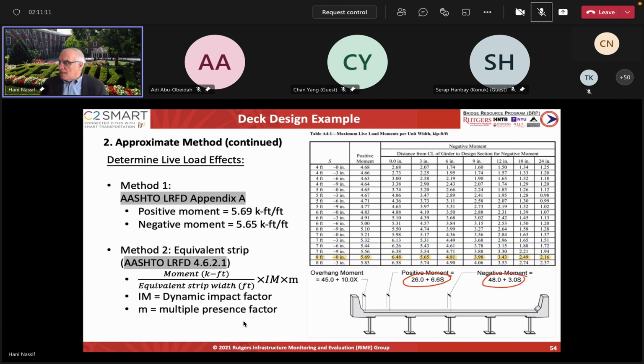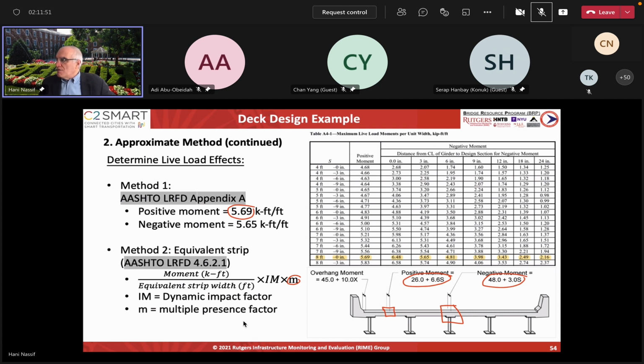Okay, so here, in the positive, maybe the strip would be this wide. Let's say here it might be a little bit bigger than that. Okay, the strip in the longitudinal direction, and you can see here the moment, divided by the equivalent strip times the impact factor times the multiple presence factor. Okay, and this is the table A4, you can do that from this method one by looking at this table.